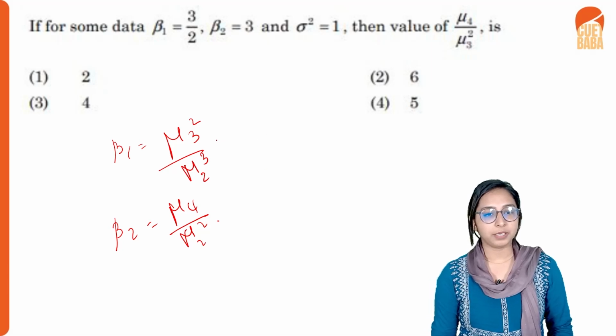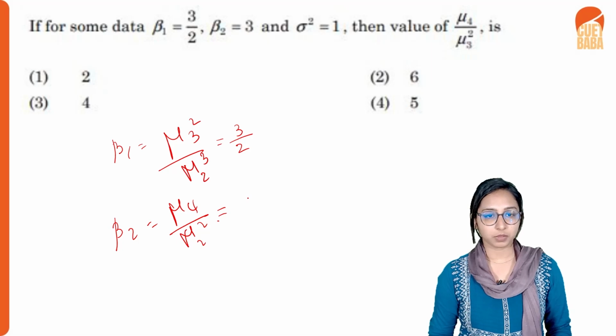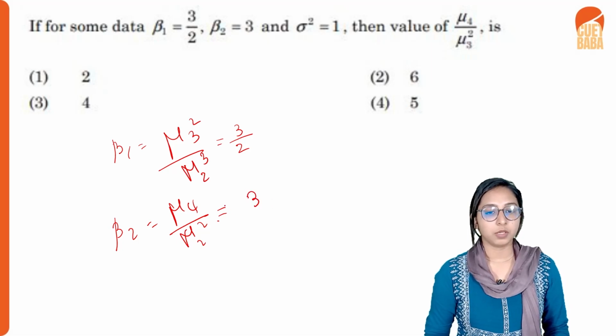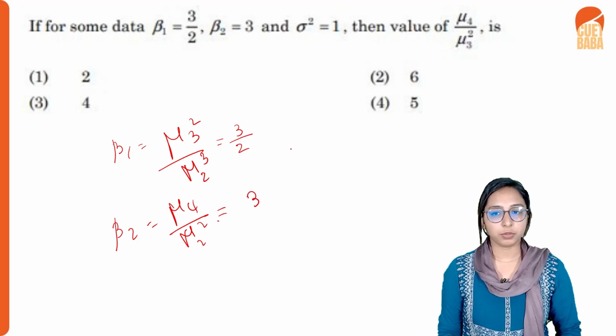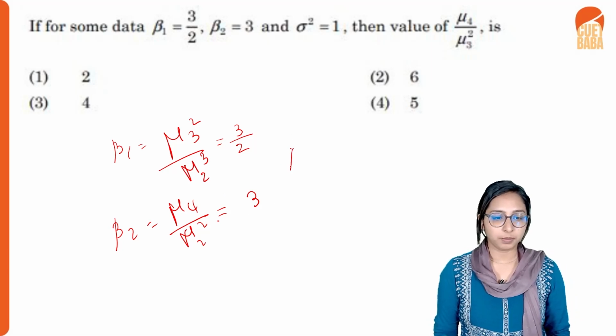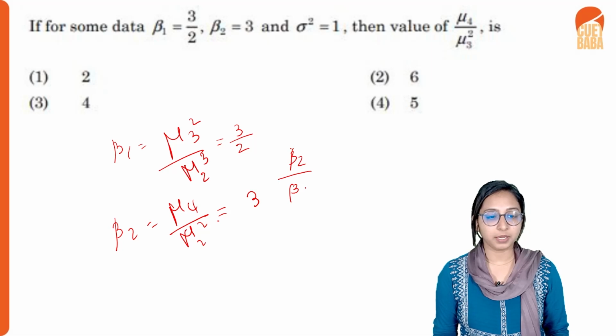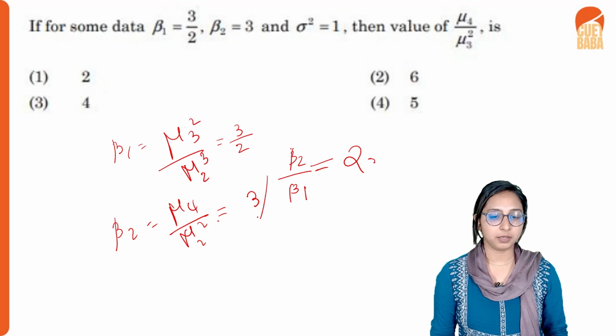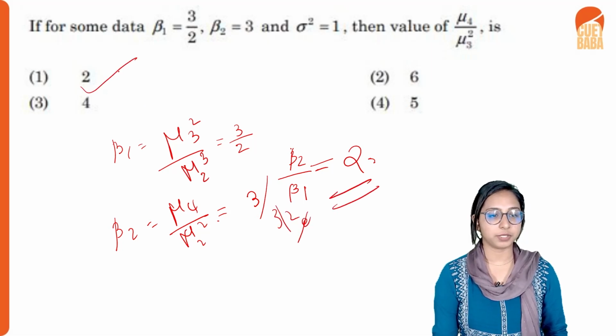So we have beta 1 equal to 3 by 2 and beta 2 equal to 3. Using this we have to find mu 4 by mu 3 square. So we can take beta 2 by beta 1, and by cancelling we get the answer, that is 3 divided by 3 by 2, which will be 2. So the answer is the first option, 2.